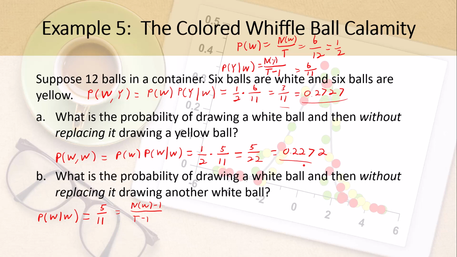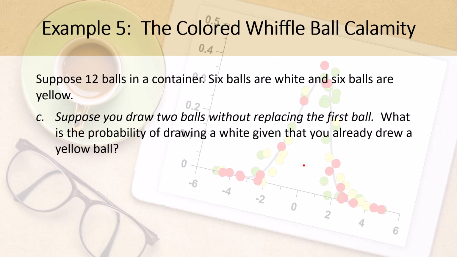Okay, I believe I have 1 or 2 more problems here. Okay, this one's a little tricky. We have to pay attention to what's going on here. Suppose you draw 2 balls without replacing the first ball. Find the previous scenario. What is the probability of drawing a white ball? I guess I should have B-A-L-L there. Sorry about that. Given, this is the key word here, given that you already drew a yellow ball. What they want is the probability of drawing a white ball given that you drew a yellow ball already. So they only want the conditional probability.